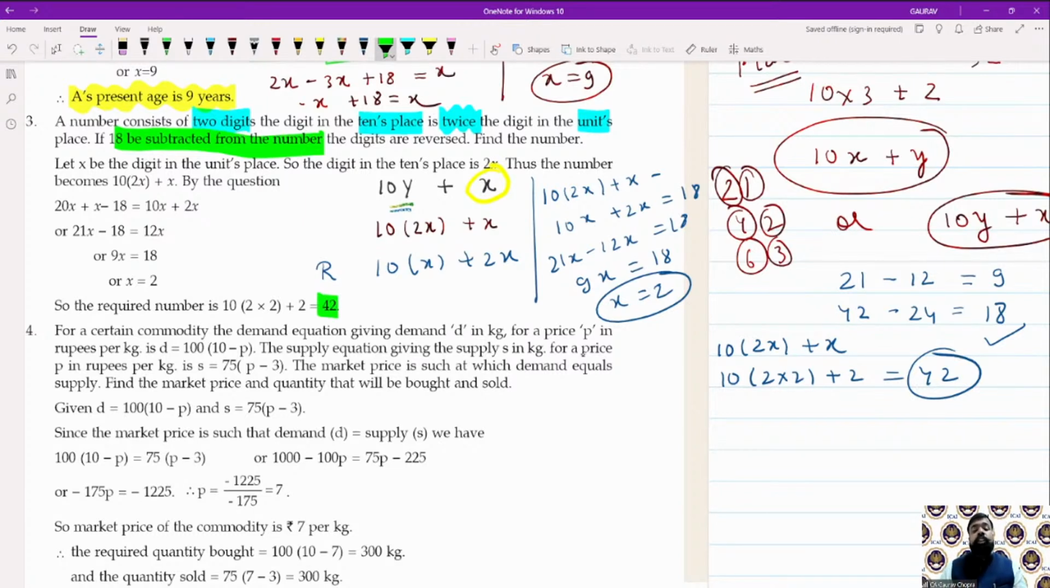So if we try such a question using equations, it will be lengthy. So always solve such questions using options. The option which satisfies both the conditions is the correct answer. As we have seen, 21 was one option, 42 is another option, 63 is the third option. All these three follow the first condition. But if we reverse and then subtract, then only option B will satisfy the condition. Therefore, 42 is the correct answer.